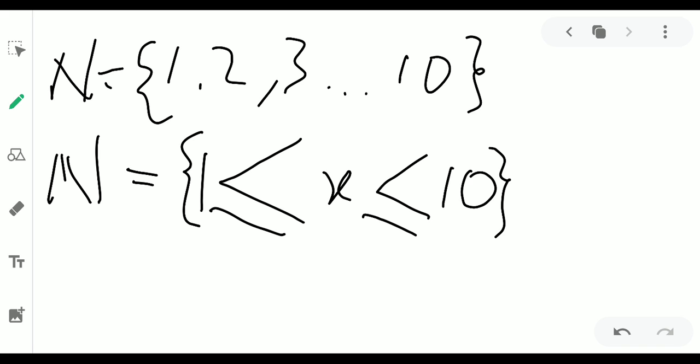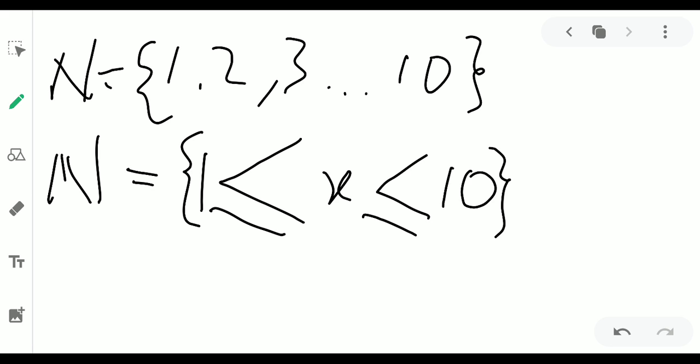Let me repeat again. X is greater or equal to 1. All the numbers there, from 2 up to 10, are greater than 1. But 1 is there, so it's equal to 1. Now, when we come here, X is less than 10, but at the same time, equal to 10. Okay? This is another way of writing it. So we say this is set builder notation.